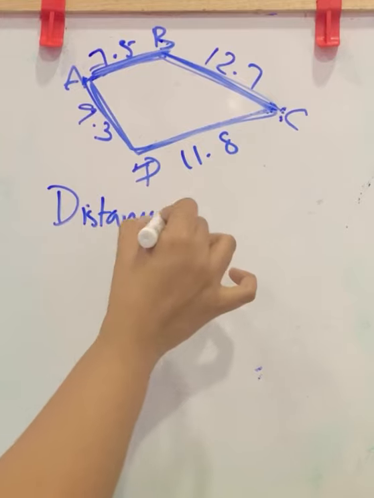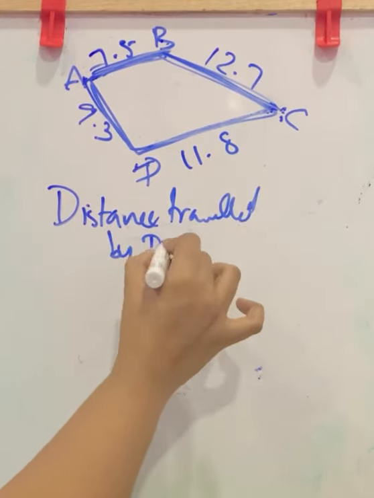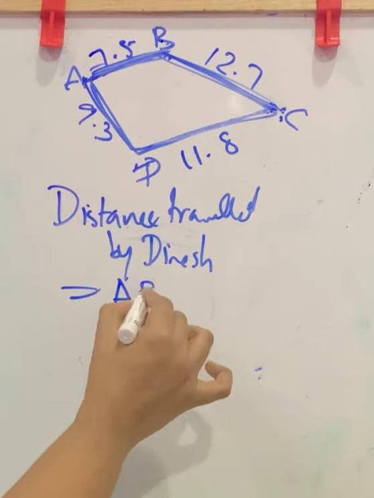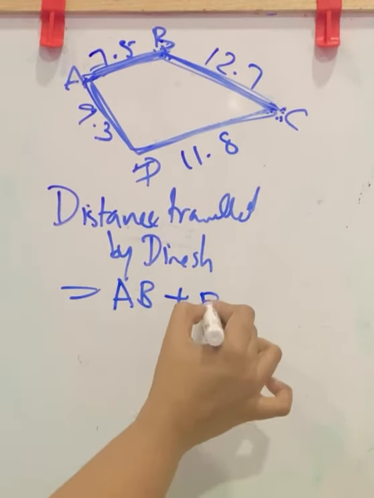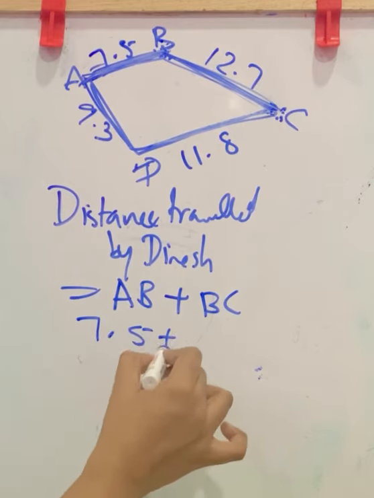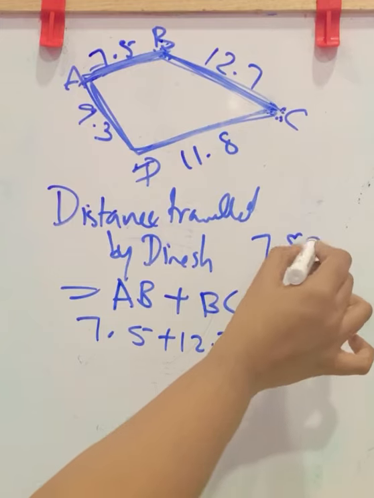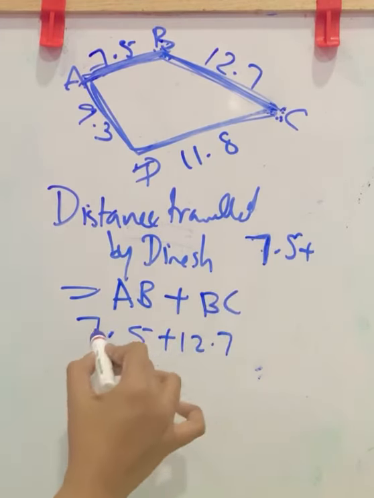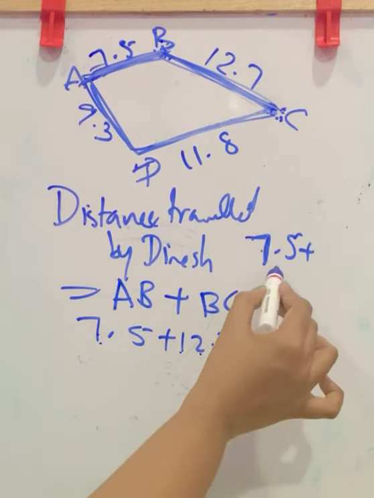Dinesh. Distance traveled by Dinesh. In total, we have A to B distance plus B to C. This is the distance Dinesh traveled. So that is 7.5 plus 12.7. You will add it here, 7.5. Remember, you want to write the units place under this. Here 7.5, here 12.7. Decimal under decimal.